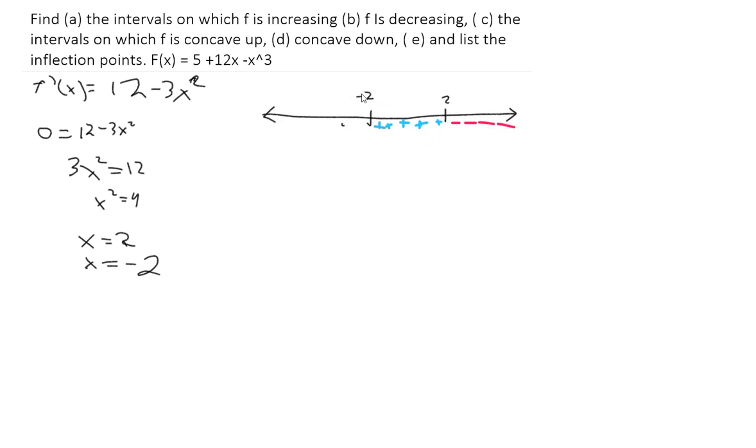Now we'll plug in negative 3, for example. So just something that's smaller than negative 2. Negative 3 squared is 9. 9 times negative 3, negative 27. You have the same thing. 12 minus 27. It's a negative number. Doesn't matter exactly what the number is. All we need to know is that it's negative. So it's decreasing here. So this can help us answer parts A and B.